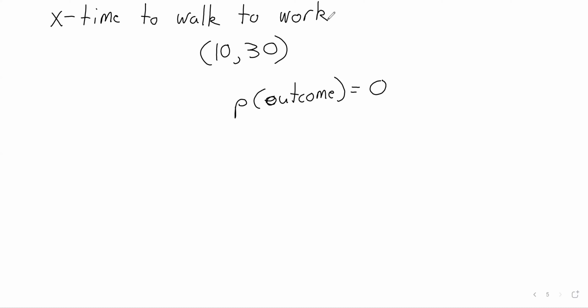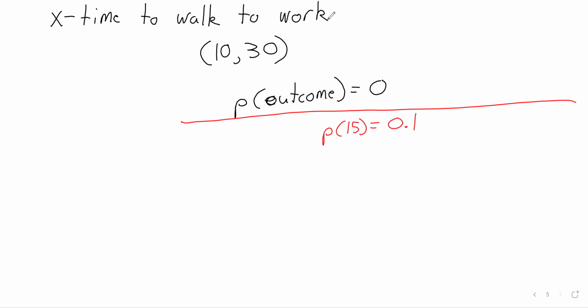Suppose I'm trying to get at the idea that the probability of all of these outcomes is equally likely. Let's say the probability that it takes 15 minutes is, I don't know, let's say that it's 0.1.